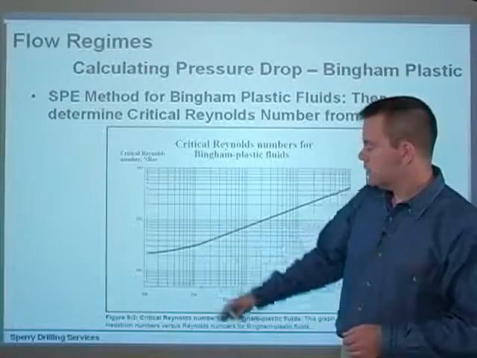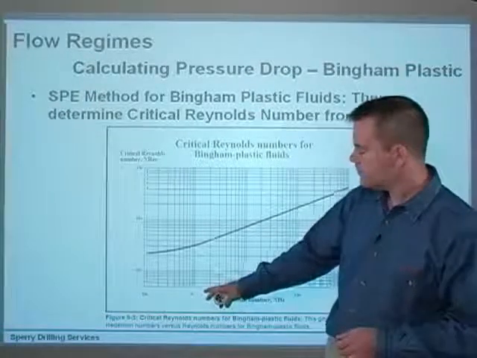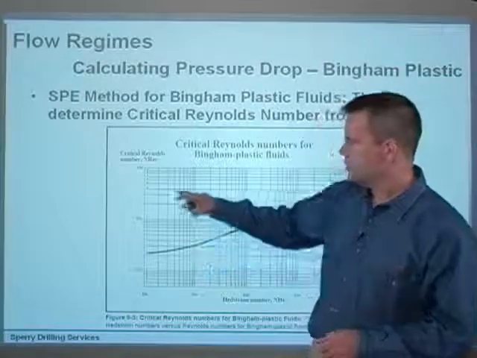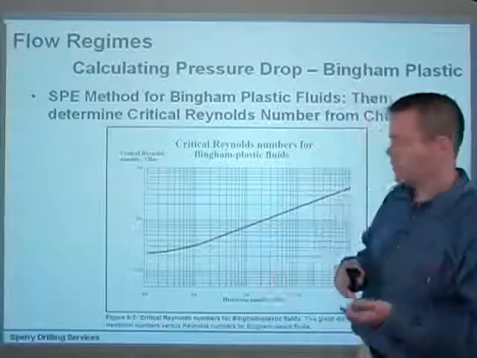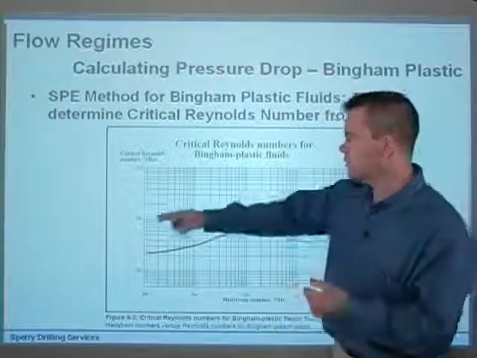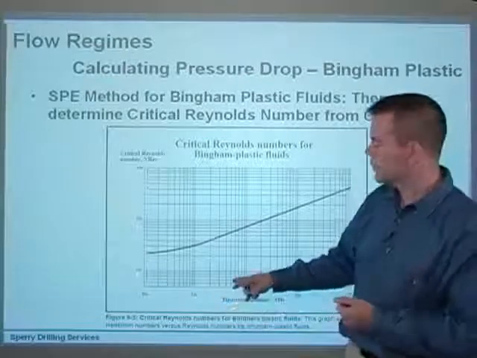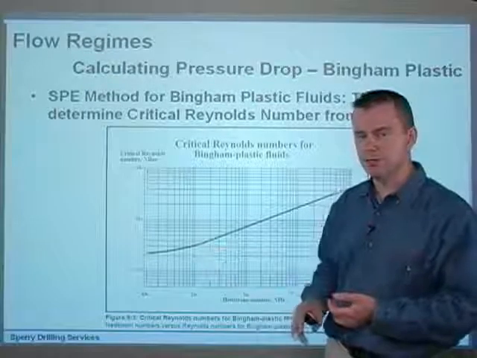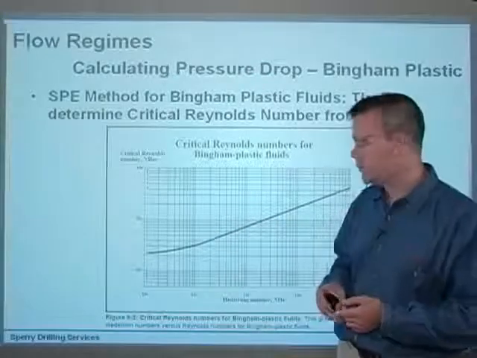But you then look at this graph and read off your Hedstrom number, and then find out what the critical Reynolds number would be. And so you can then move on to calculate the actual Reynolds number. We know what the critical Reynolds number is based on the Hedstrom number that we've worked out. And we can tell whether we've broken into turbulence by going beyond that critical Reynolds number.